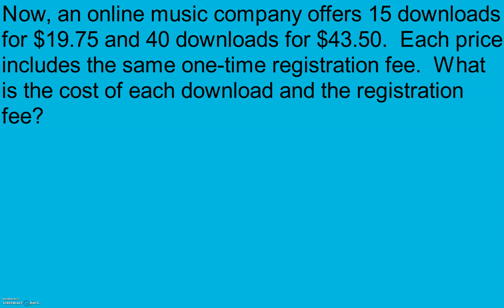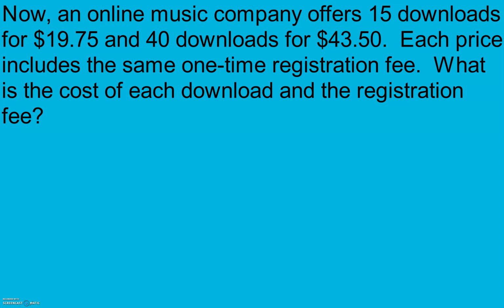So let's say we're trying to figure out which one's going to be the better deal per download. Maybe we don't necessarily need all 40, maybe we only want like 25 or something, but we're still trying to figure out what's the best deal here. So we want to know how much it actually breaks down to be the cost per download.